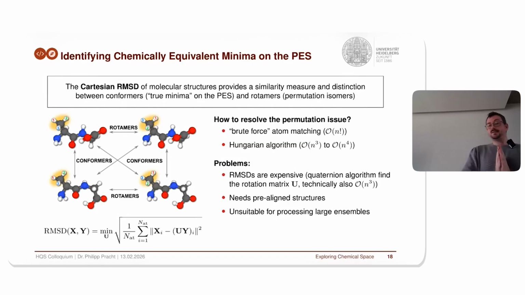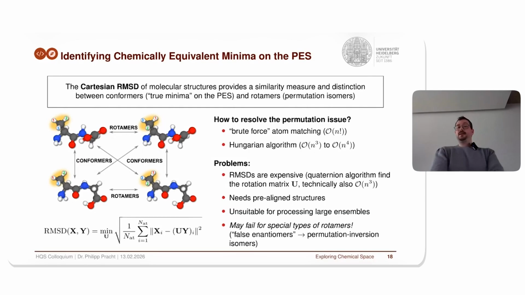A better alternative is using something like a Hungarian algorithm. So depending on the implementation, it scales cubically. This is basically the better implementation. However, this also has some additional problems. You still have to do the alignment when you want to use the assignment algorithm. Ideally, you need to do it before you are running the Hungarian algorithm, and therefore it is unfortunately unusable for large ensembles.